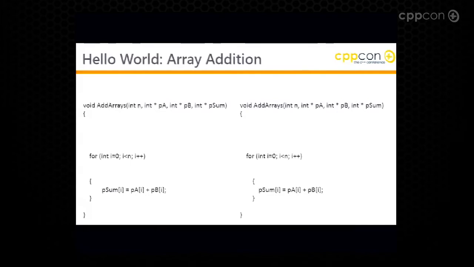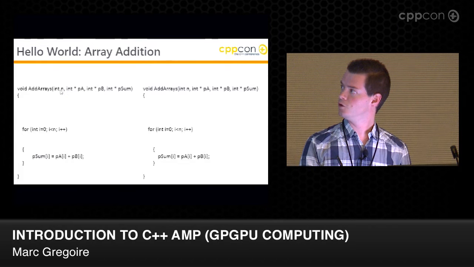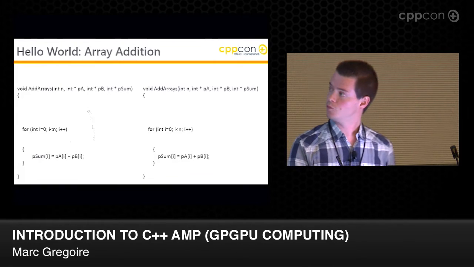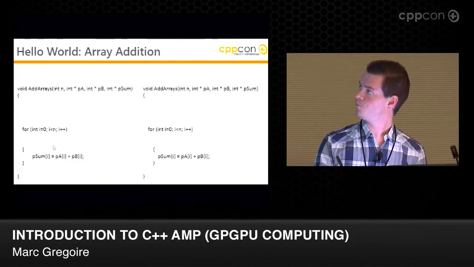Here is a very simple example. It adds two arrays together. You have an array A and B with a certain number of elements in it, and we want to calculate the sum of it. So that's pretty straightforward, just a simple loop.